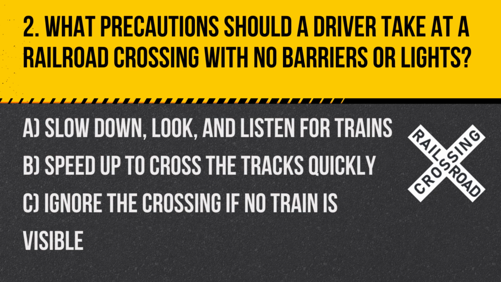Question 2. What precautions should a driver take at a railroad crossing with no barriers or lights? A. Slow down, look, and listen for trains. B. Speed up to cross the tracks quickly. C. Ignore the crossing if no train is visible. Answer: A. Slow down, look, and listen for trains. Always be cautious at railroad crossings without barriers or lights.